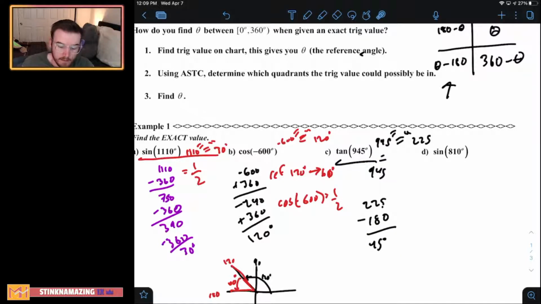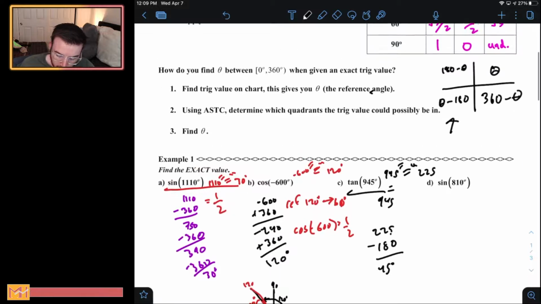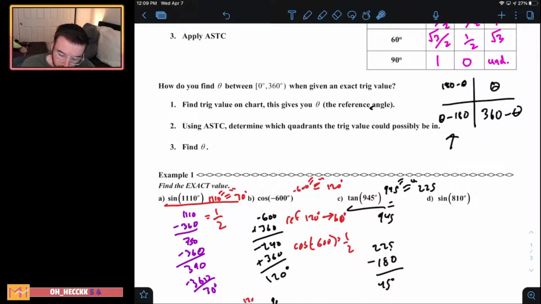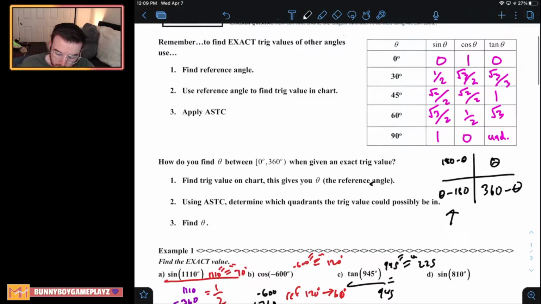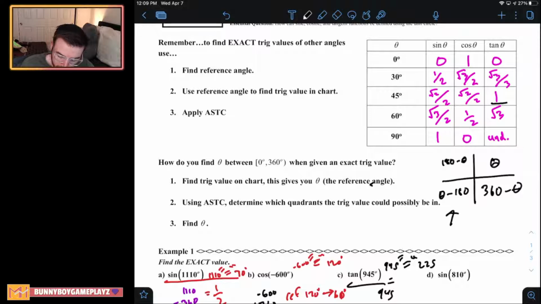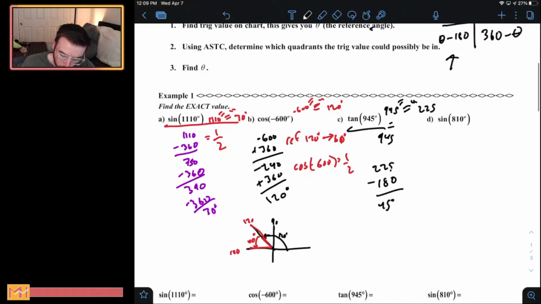Oh, I just realized, let me finish. Tangent, so we're in the third quadrant. So tangent is going to be positive. So what's tangent of 45 degrees? 1. So this is going to be 1.